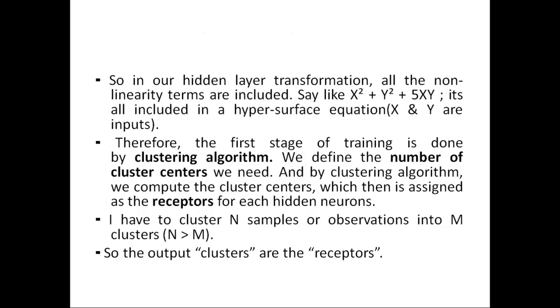So in our hidden layer transformations, all the nonlinearity terms are included. Say for example, I am taking x square plus y square plus 5xy.